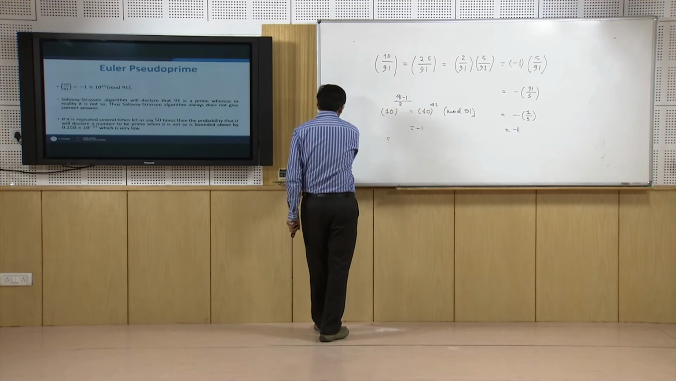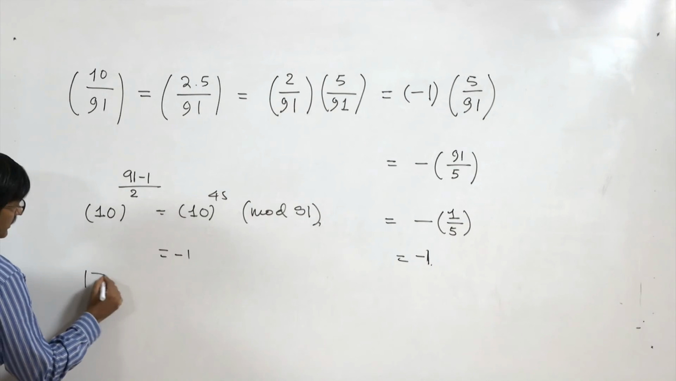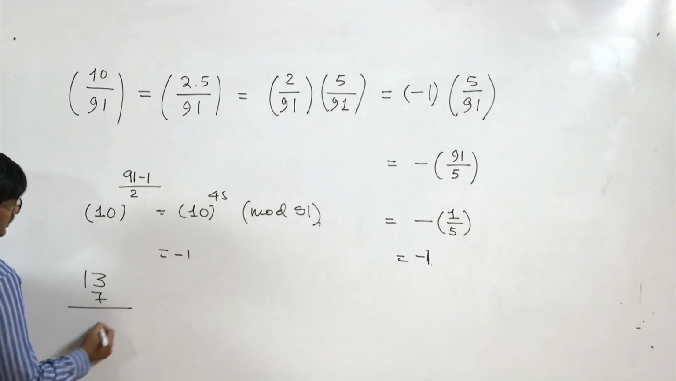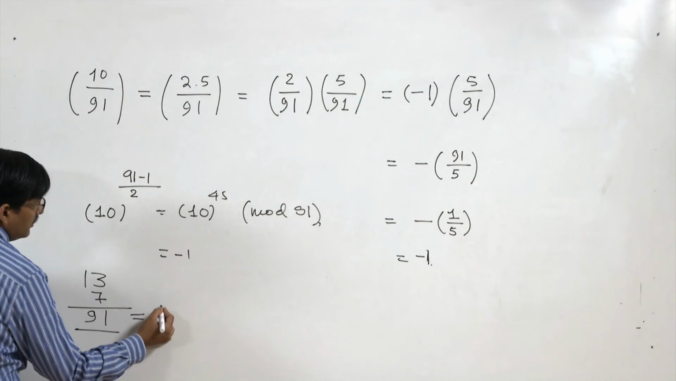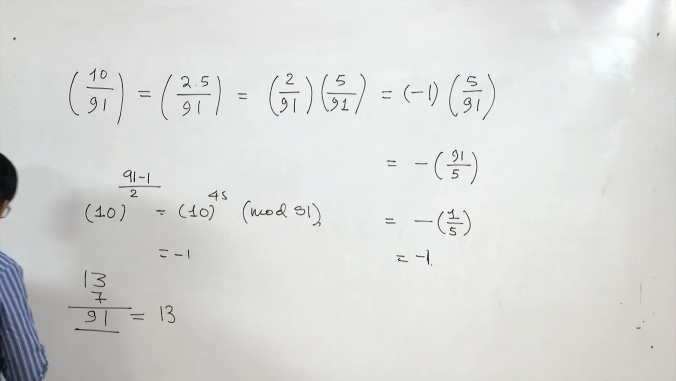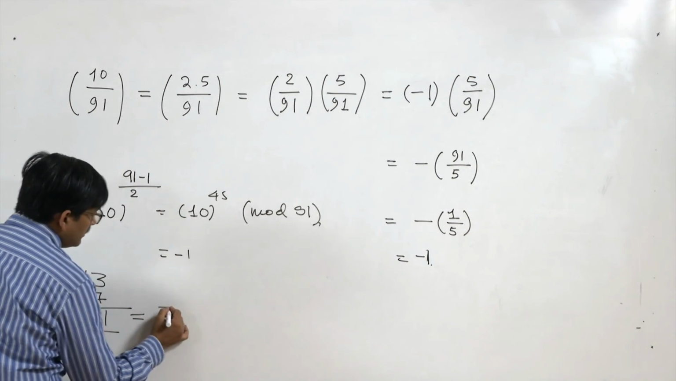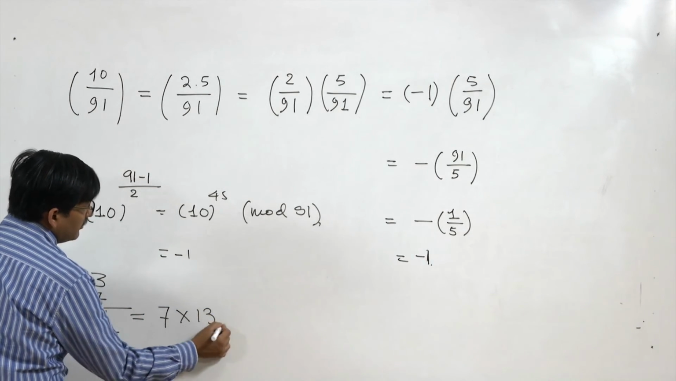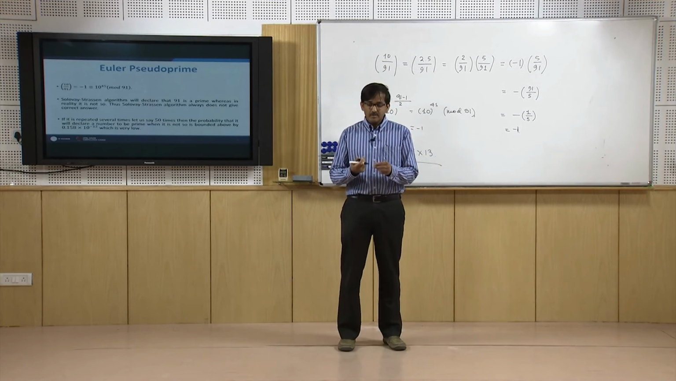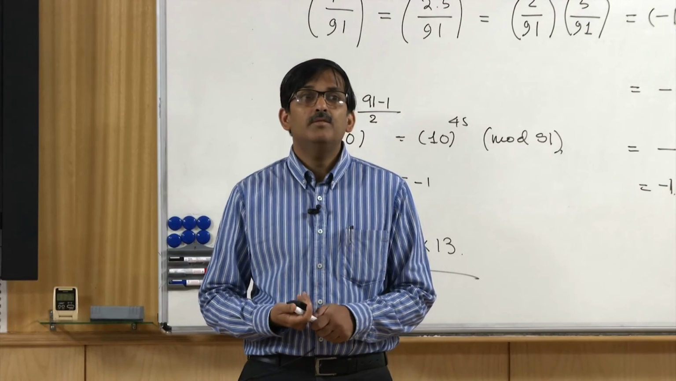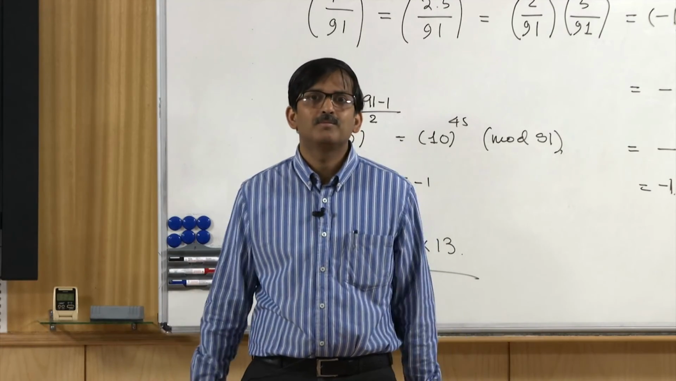So, if you take 13 into 7, it gives you 91. So, 91 is equal to 7 into 13. So, it is not a prime number, but there is a chance that Solovay-Strassen algorithm, if the random number that we have got, A, is 10, then it will return prime.